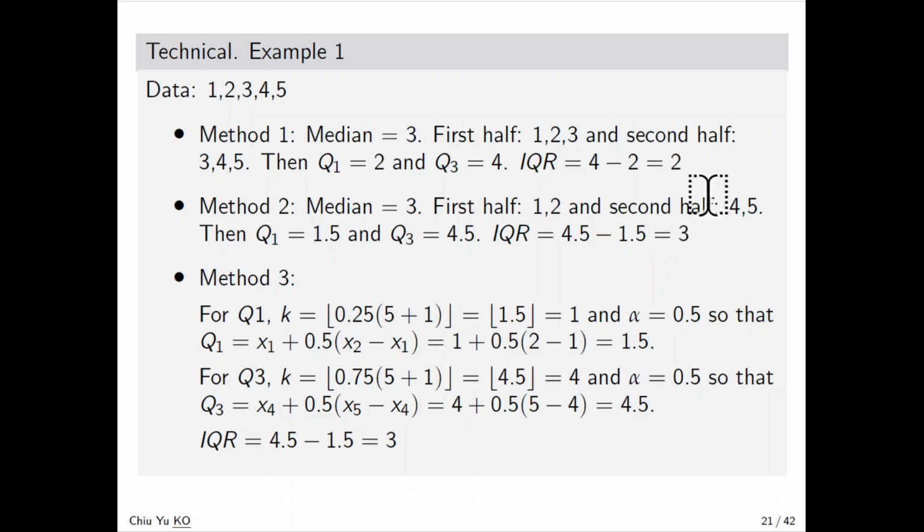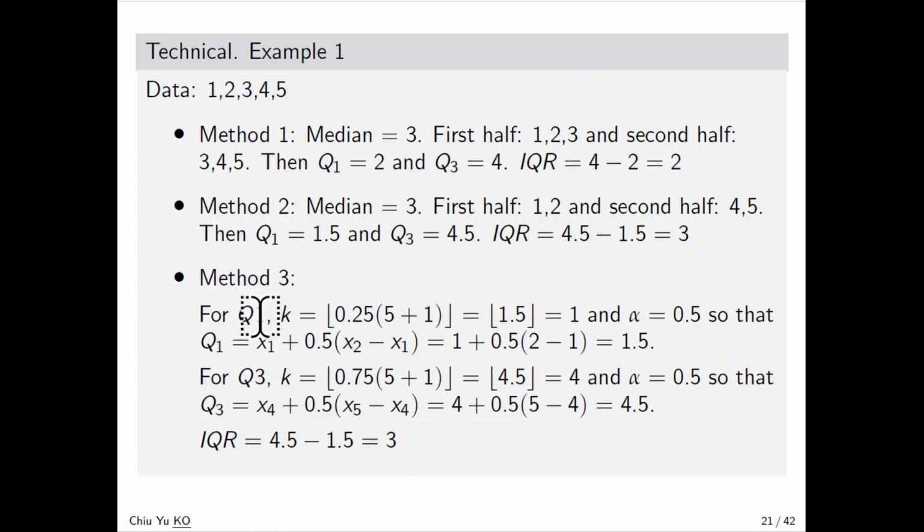So you can see method 1 and method 2 will give you a different answer. And in the next example, you will see that when the count is even, they will give you exactly the same answer, as we have said. So now we look at the most elaborate one, the most complicated one. We look exactly at the definition of Q1 and Q3.